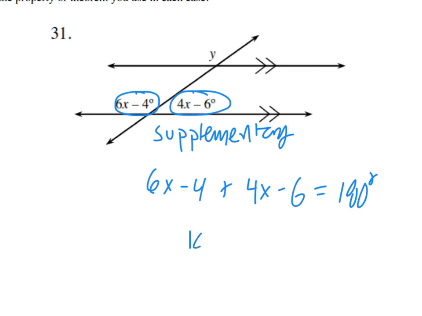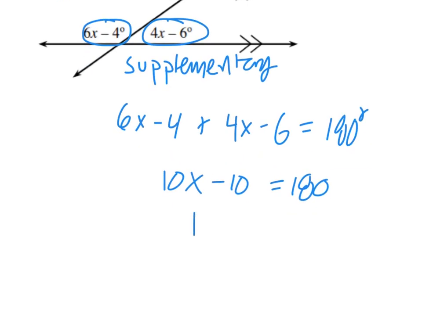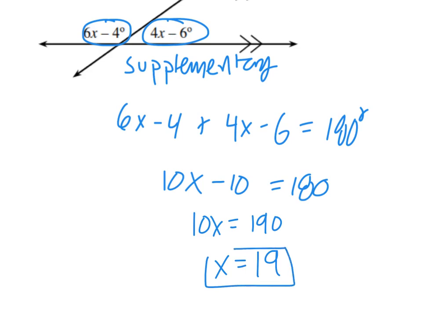So if I solve for x, that's going to make 10x minus 10 equals 180. And I would add 10 to both sides, making 10x equals 190. And then divide both sides by 10, and I get that x is equal to 19 degrees. Or not 19 degrees, but just 19.